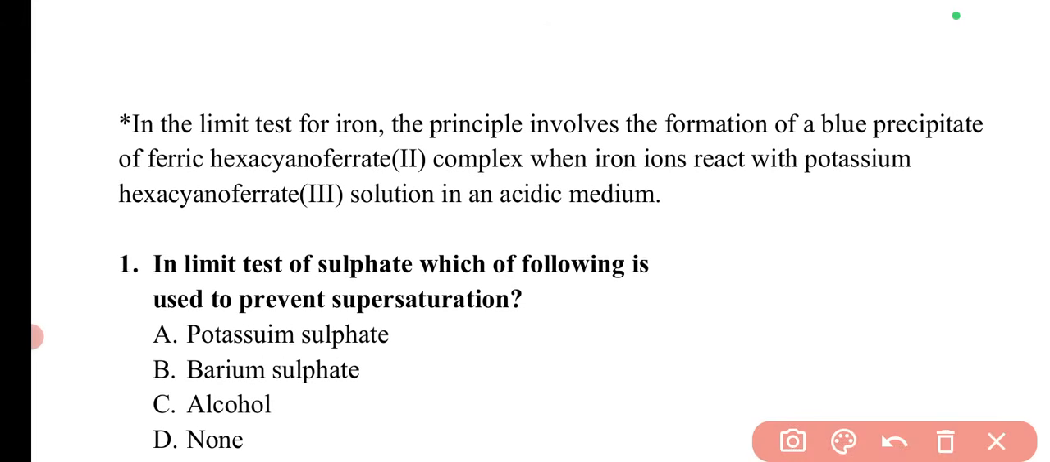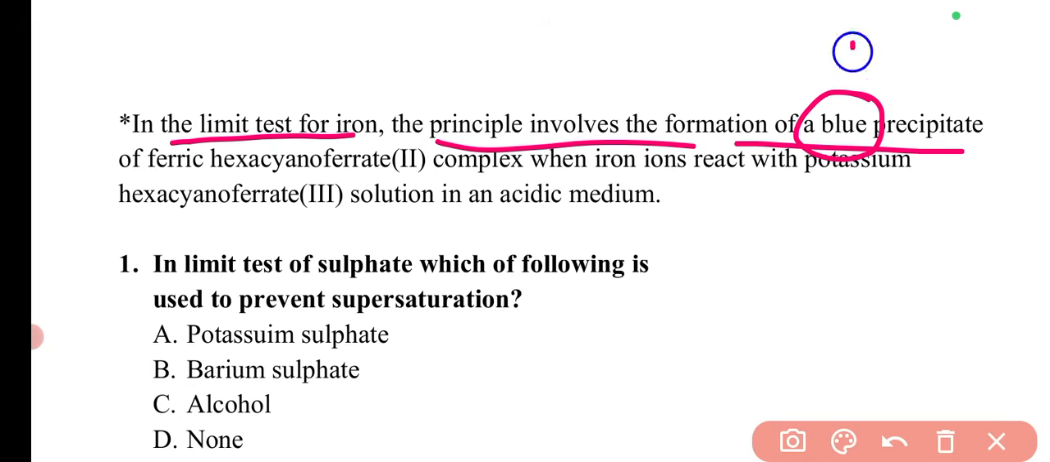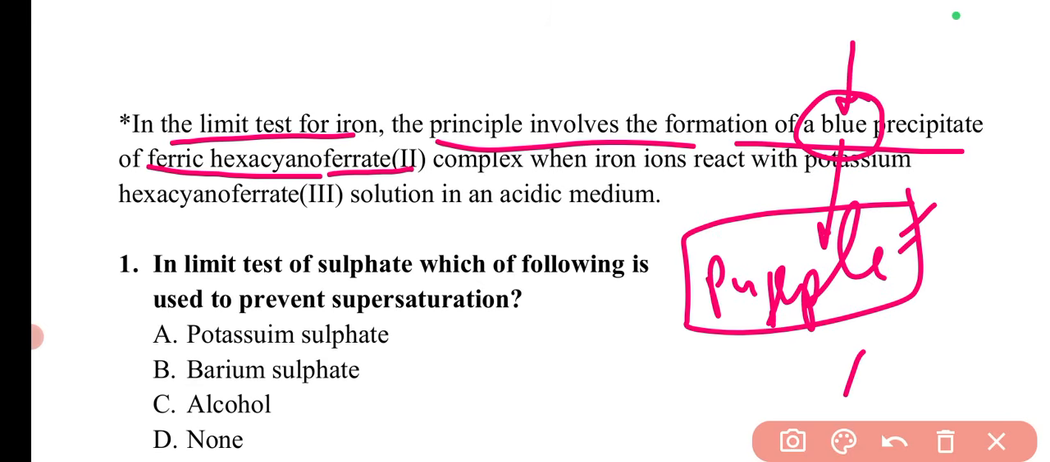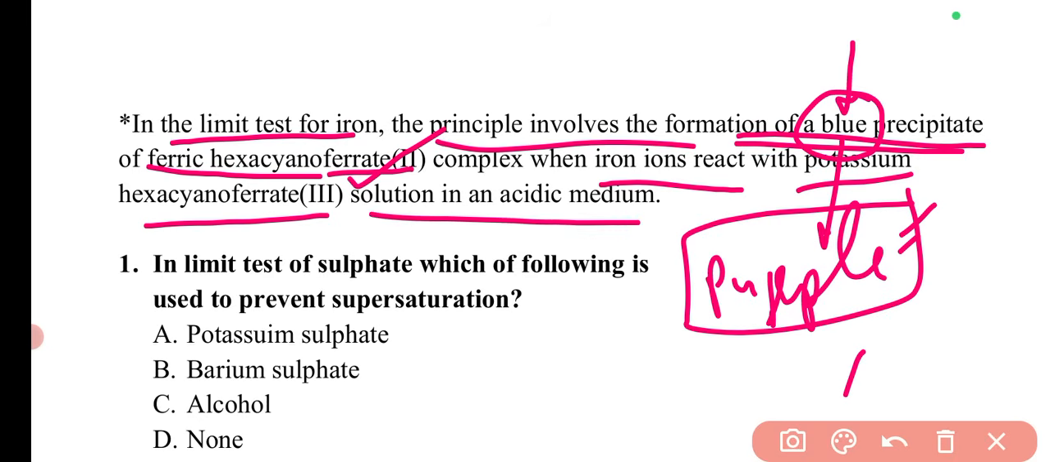If I talk about the principle, in the limit test of iron, the principle involves the formation of blue precipitate, color you need to remember, of ferric hexacyanoferrate 2 complex. You can say either blue or purple color, because in some books it is given as a purple color. So it will form blue precipitates of ferric hexacyanoferrate when iron reacts with the potassium hexacyanoferrate solution in an acidic medium. So this is the basic thing.